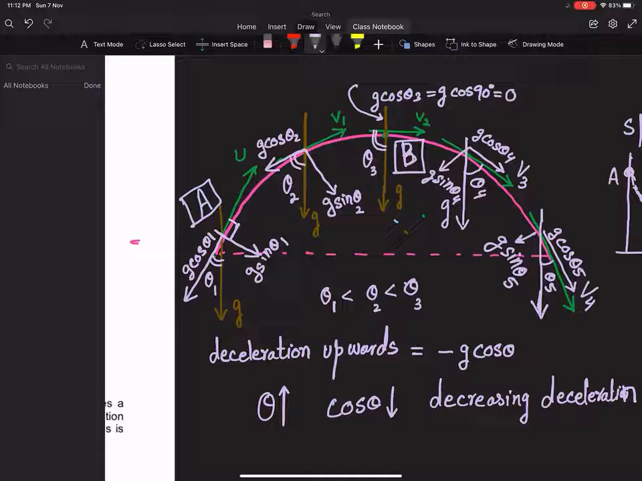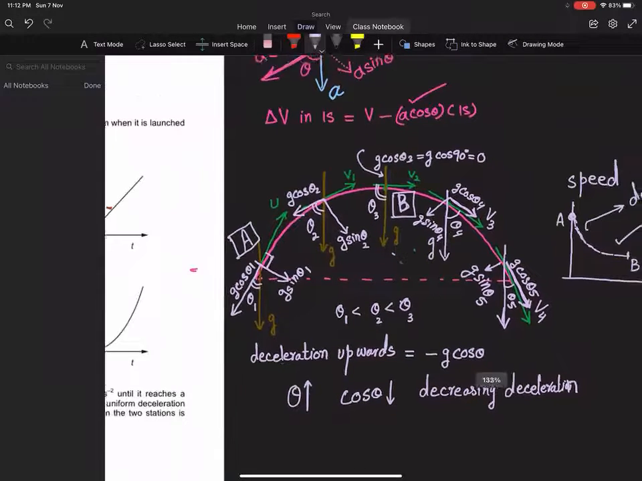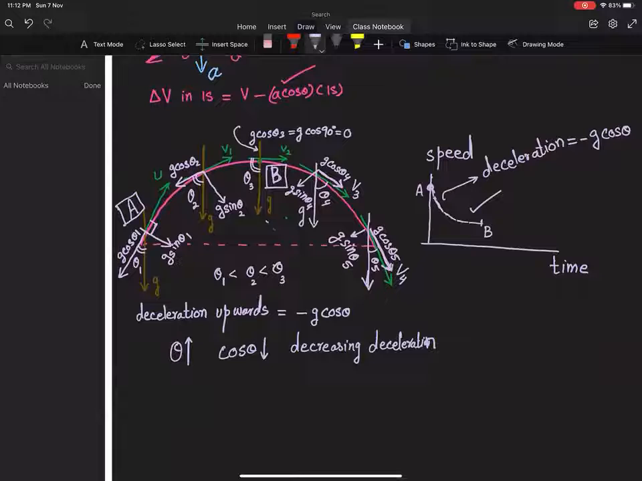If you look carefully, in the downwards motion, the component of g that is along the velocity is going to increase. So the remaining part of the graph will be in the downwards motion. Say this is from B to C. This part is C, for example. From B to C, the speed is increasing, but with increasing acceleration, as the cos component of gravity will go on to increase.